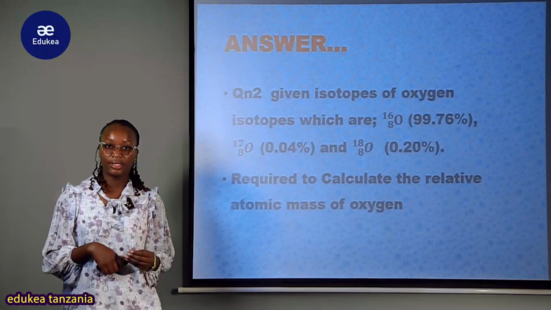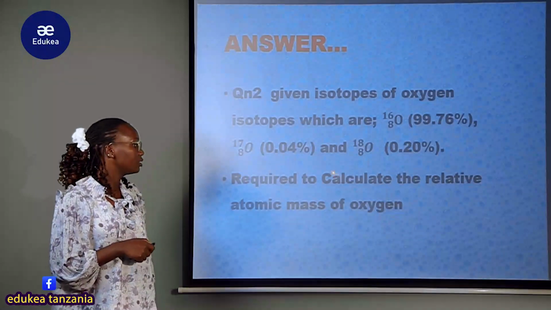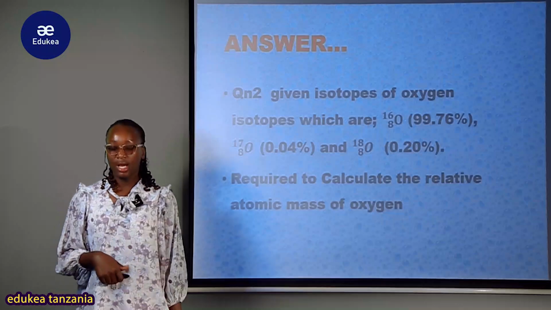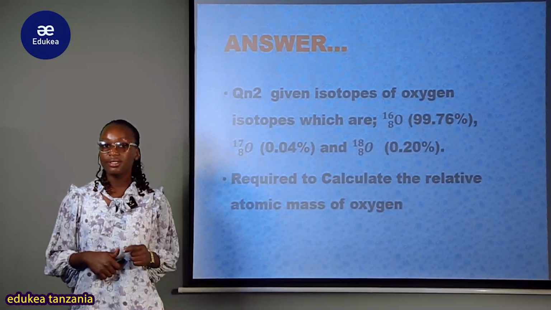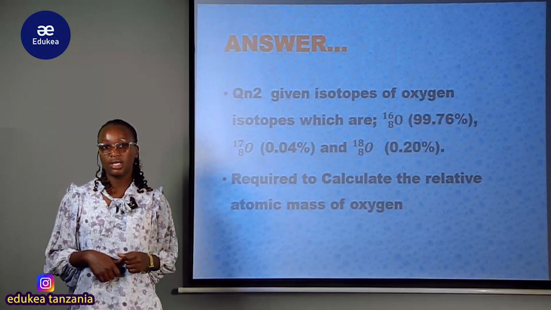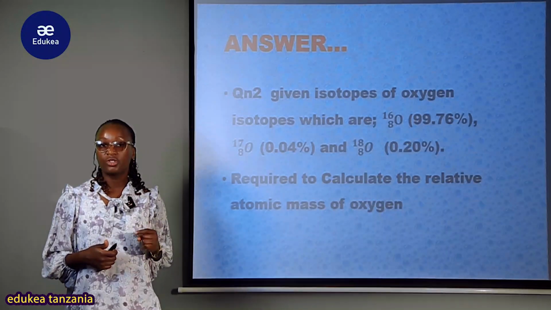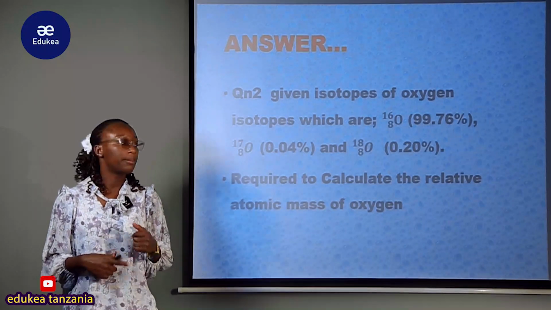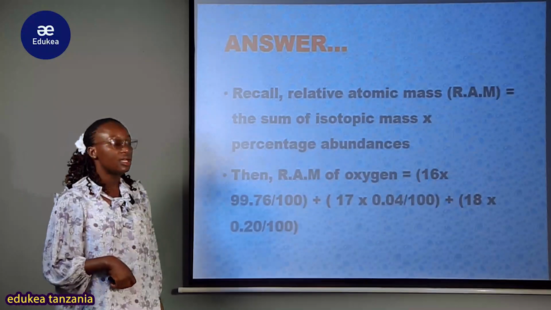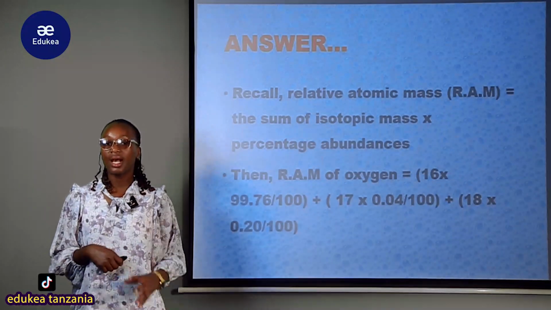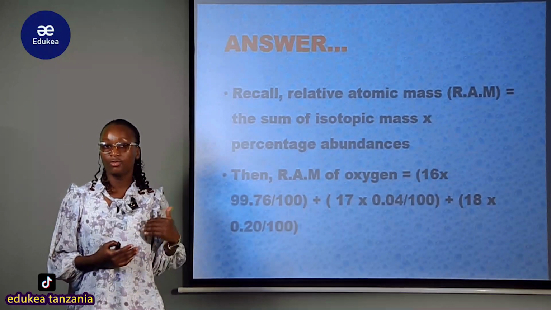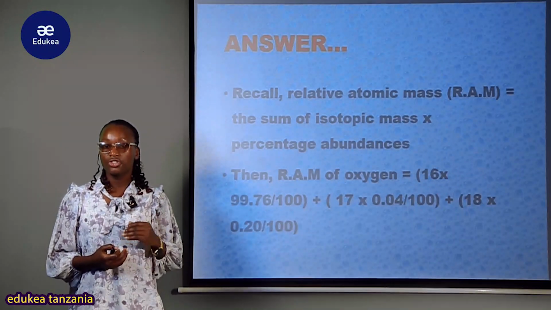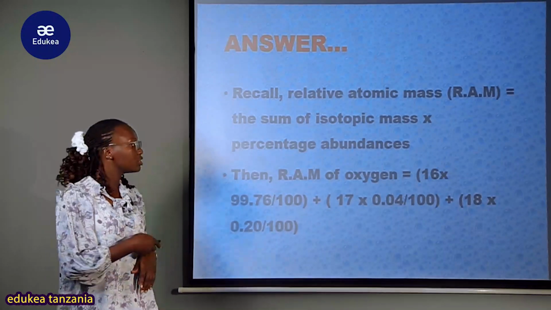What we are required to find, simply unamuonyesha required to find or to calculate the relative atomic mass of oxygen, kwamba tunatakiwa tutafute the relative atomic mass of oxygen. Sometimes it is called RAM, relative atomic mass. Simply, cha kwanza kabisa ukikutana na swali la calculation kama tulivyoanza kujibu hapa, cha kwanza kabisa write your data, show your data there, kama sisi tulivyoonyesha hapa.